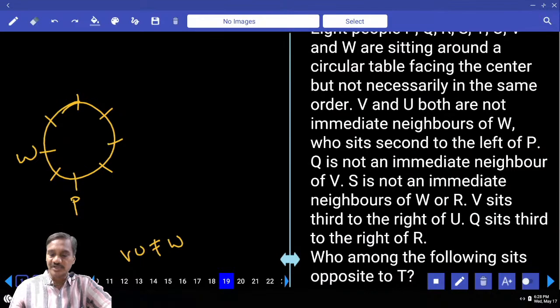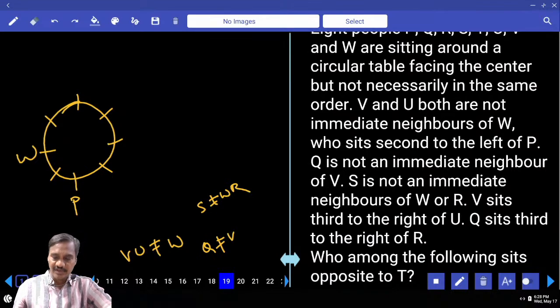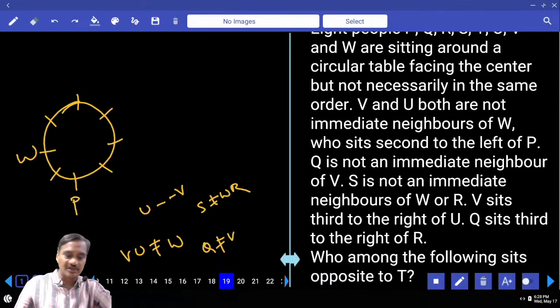And Q is not an immediate neighbor of V. Now Q and V are not adjacent to each other. And S is not an immediate neighbor of W and R. Then V sits third to the right of U. And Q sits third to the right of R.